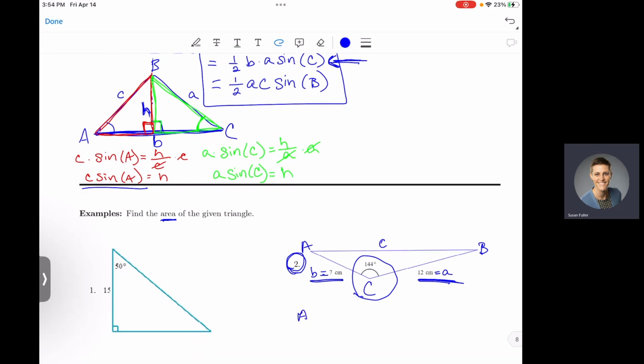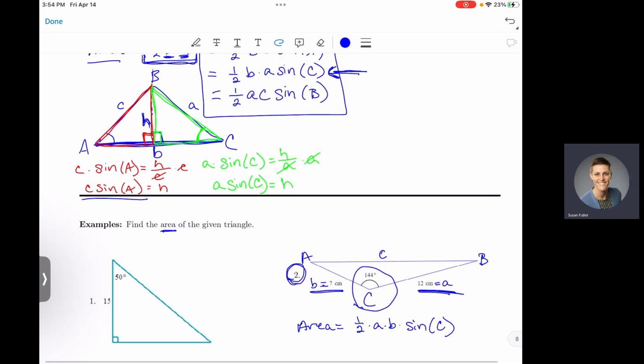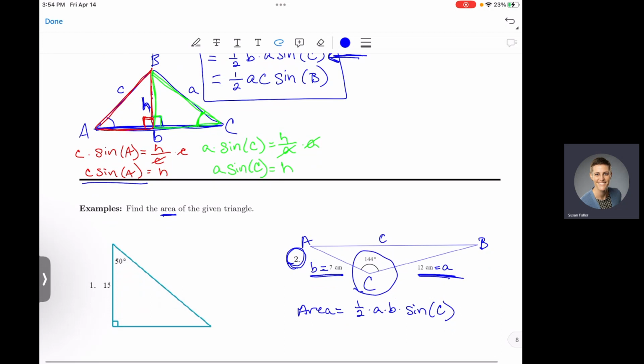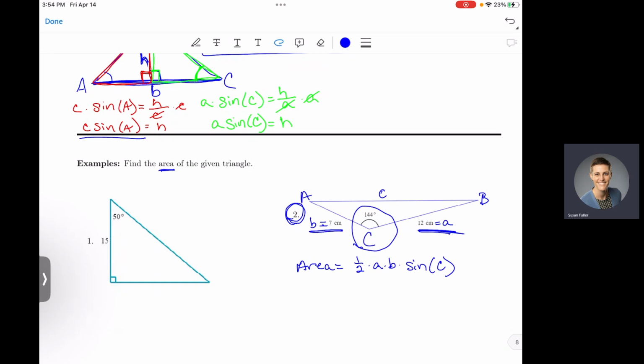So to find my area down here, I'm going to do 1/2 times A times B times the sine of angle C. Again, you can multiply in any order. I switched A and B here. For some reason, my brain likes it better in alphabetical order, so I just reorganized a little bit. All right, so let's plug in what we have. This means our area is going to be 1/2 times side A, which is 12, times side B, which is 7, times the sine of angle C, which is 144 degrees.